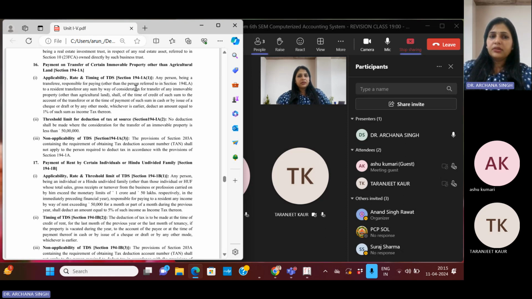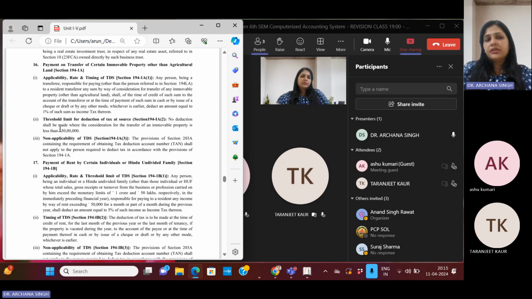So applicability, rate and timing is: कोई भी person being a transferee responsible for paying to a resident transferor any sum by way of consideration for transfer of any immovable property shall, at the time of credit of such sum to the account of transferor or at the time of payment, या तो वो पेमेंट कर रहे हैं या क्रेडिट कर रहे हैं, at that time, in cash or by issue of cheque or draft or by any other mode, whichever is earlier, deduct an amount equal to 1% of such sum as income tax thereon. तो 1% of such sum as income tax thereon deduct करेंगे वो.